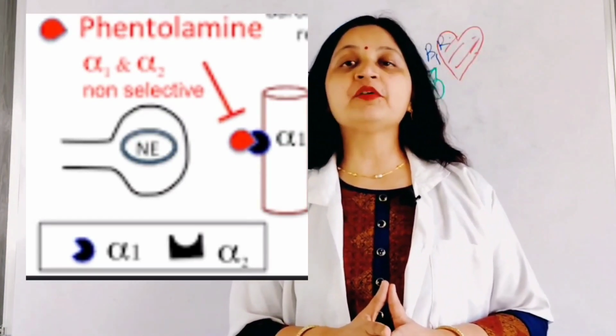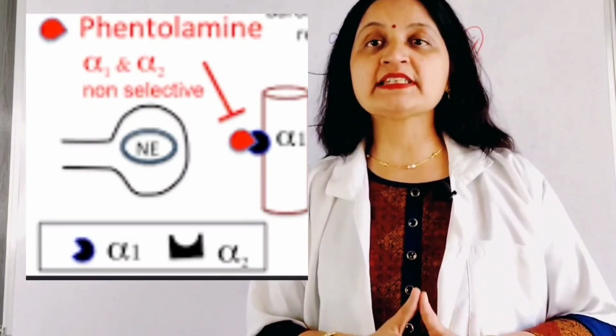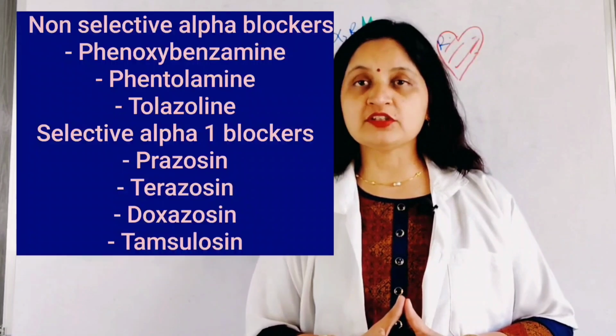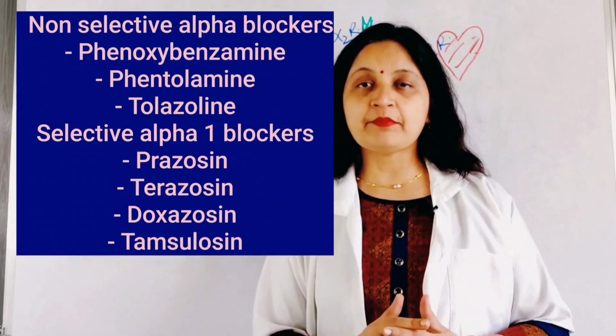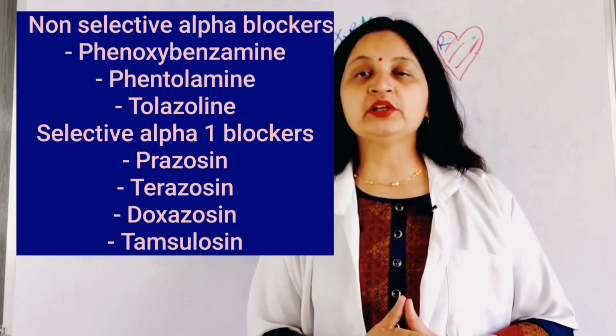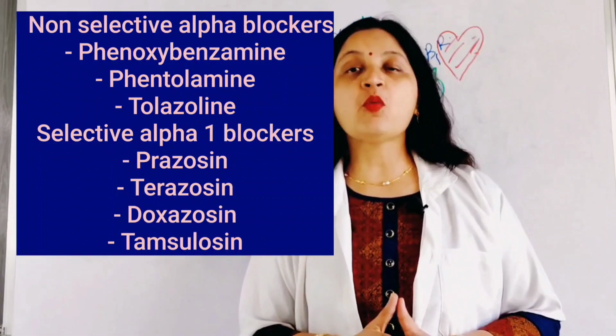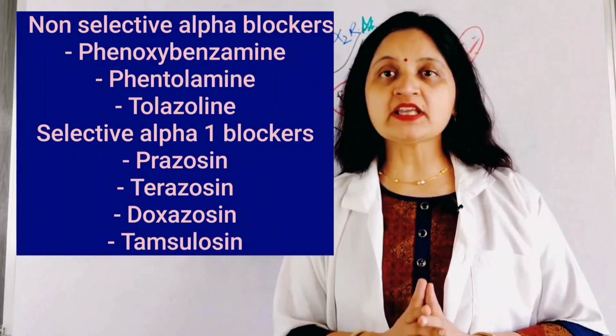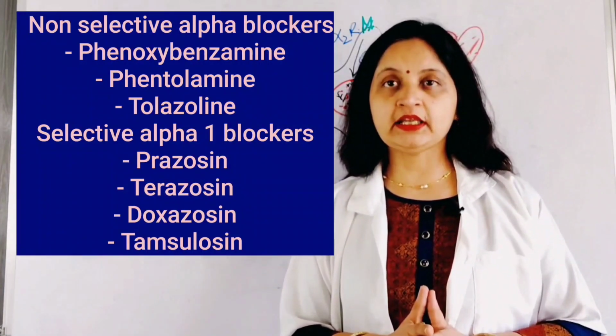We classify the alpha blockers into two types based on selectivity. That is non-selective alpha blockers that includes drugs such as Phenoxybenzamine, Phentolamine, Tolazoline. The selective alpha 1 blockers are Prazosin, Terazosin, Tamsulosin and Tamsulosin.